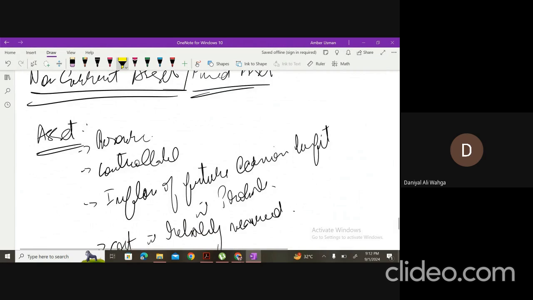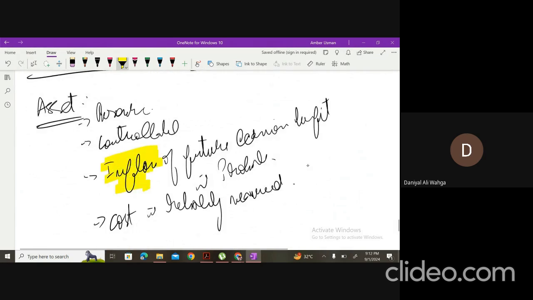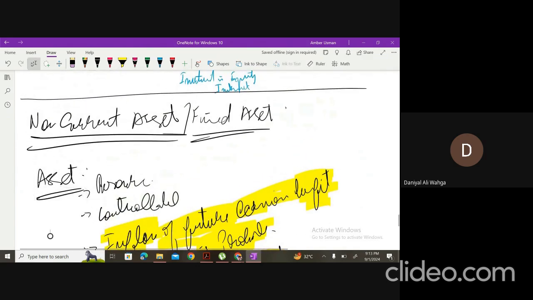Another thing you guys should remember is that the third and the fourth criteria are also the recognition criteria of the non-current assets. There are two types of assets by classification: either non-current assets or current assets. The non-current assets are those assets which provide us with economic benefits for more than one accounting period, or you can say which have a useful life of more than one accounting period.